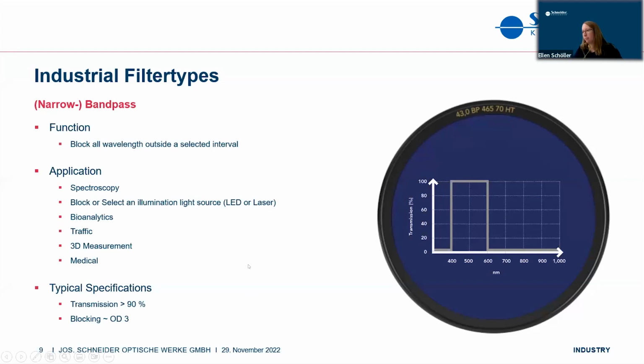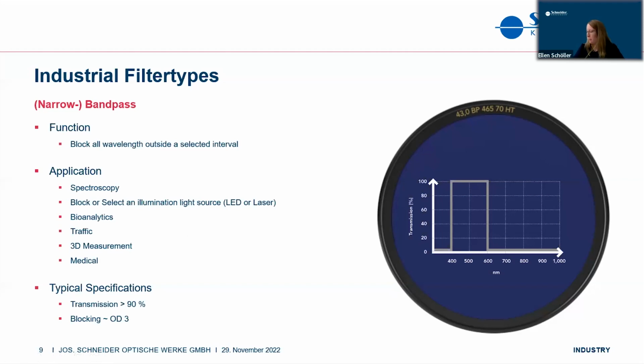Band pass filters are mostly used for spectroscopy applications, or when you have light sources with a small bandwidth spectrum, you can make sure that only the light of the light source is coming to your system, and all the other light which might be around from the sun or other illumination is blocked. So this is mainly used for bioanalytics or medical parts, but also used in traffic and, of course, always 3D measurement applications.